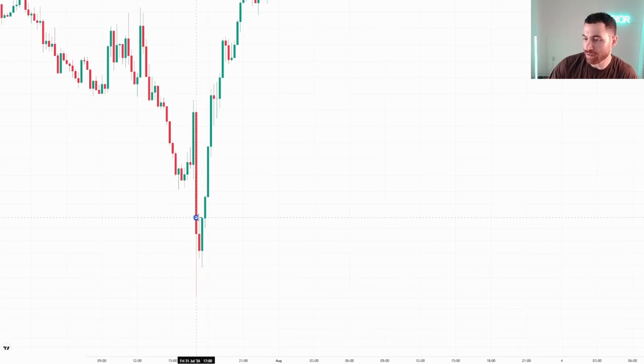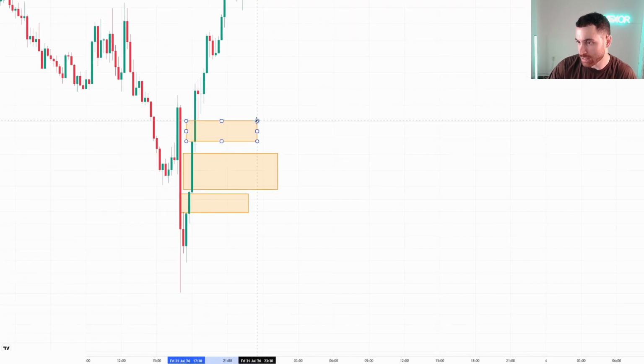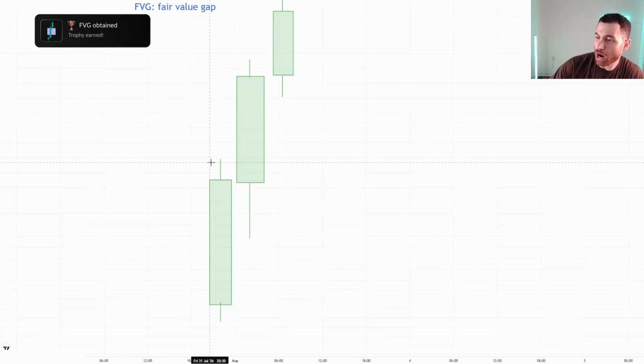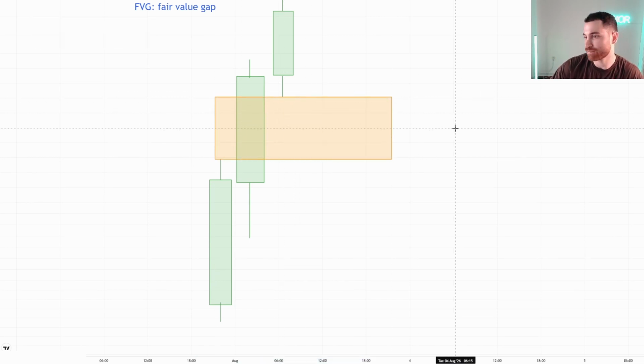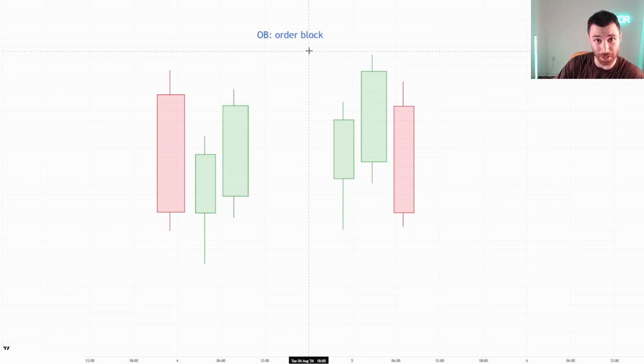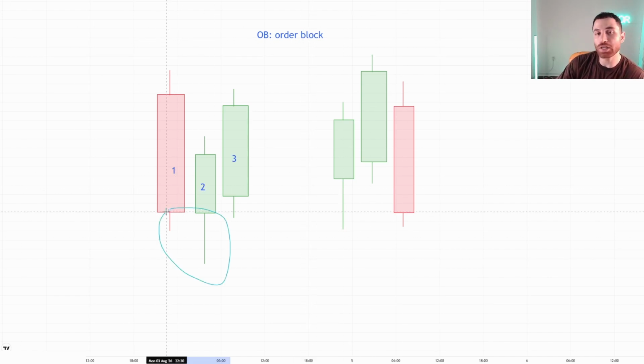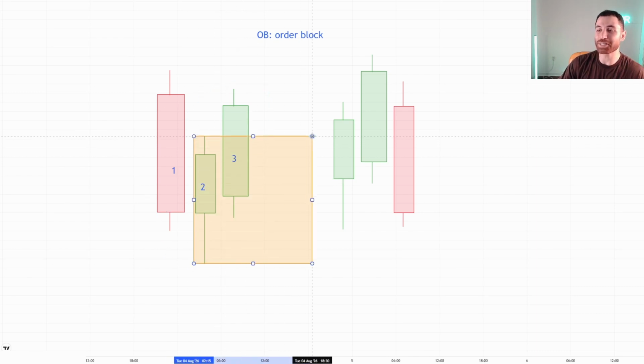Let me show you a couple of FVGs. This is another FVG. This is another FVG. This is an FVG, from the high of this shadow to the low of that shadow, right? Next on the list, we have the order block. Again, in a 3-candle pattern, if your second candle goes below the low of the first candle and the third candle closes with the body above the first candle, then you've got yourself an order block.